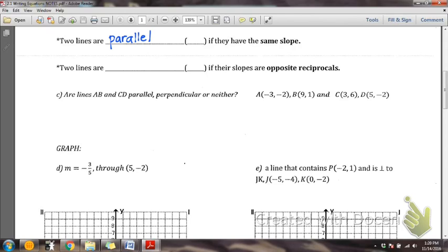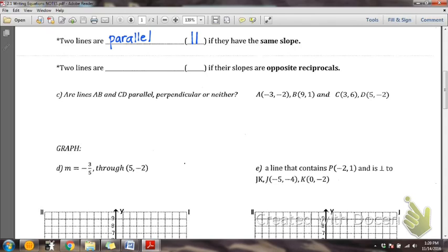P-A-R-A-L-L-E-L. Parallel. So what's a parallelogram? We'll talk about a parallelogram in Unit 8. Wait, Unit 6. How many units are there? 7. All right, here's the symbol for parallel. It looks like an 11. That's the symbol for parallel.